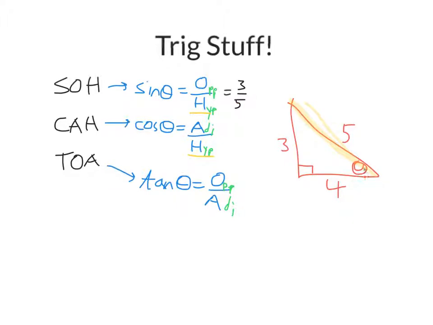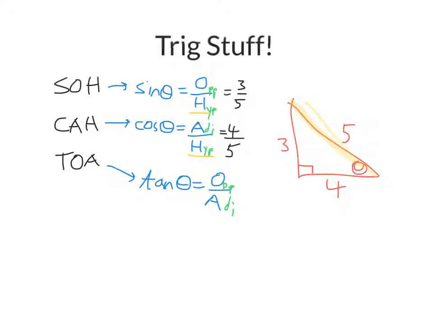The cosine of this angle theta is equal to the adjacent over the hypotenuse. Now the adjacent is the next door side. It's the side that's right next to the angle that you're looking at. So we're looking at theta, which is this angle right here. So the adjacent side is 4. So the cosine of theta would therefore be 4 over 5, because once again, the length of the hypotenuse is 5.